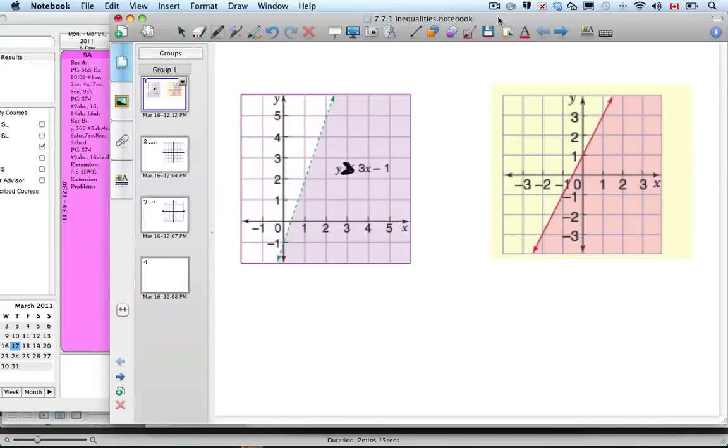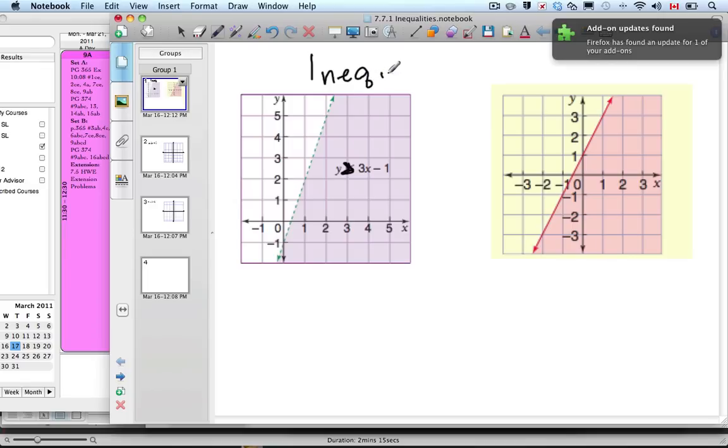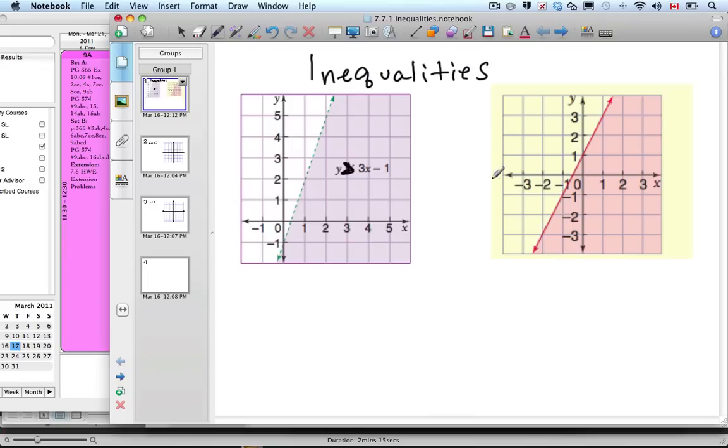Hey, Mrs. Flynn. And what are we going to do today, Mrs. Flynn? Inequalities. I know this topic. I'm not. You were going to say if you liked it. I just like inequality because I get to shade things. It makes me feel like an artist.